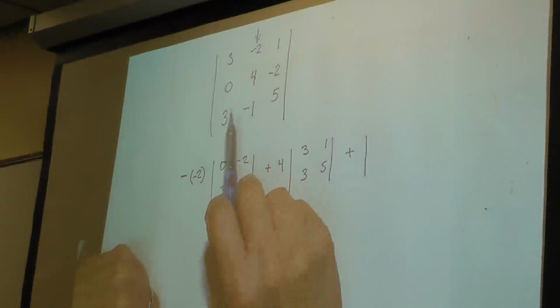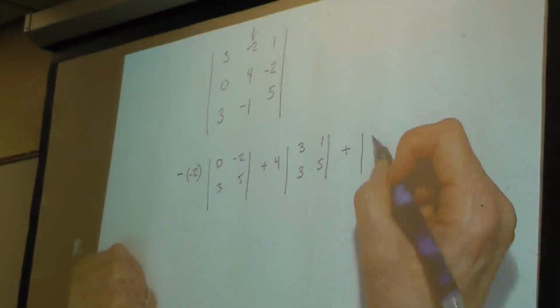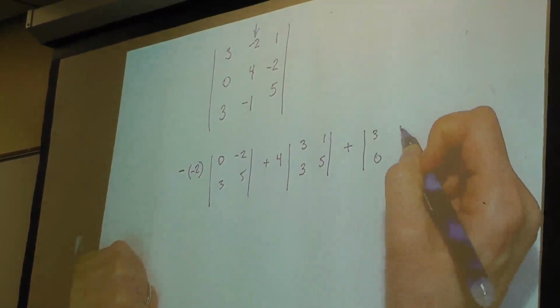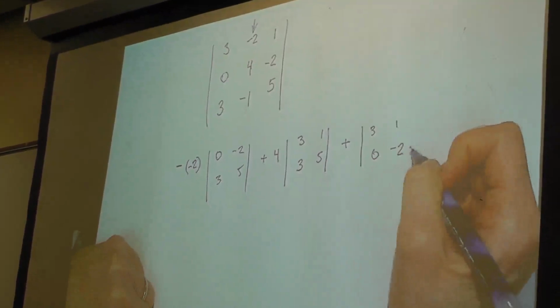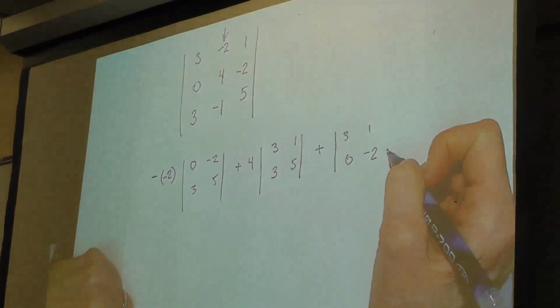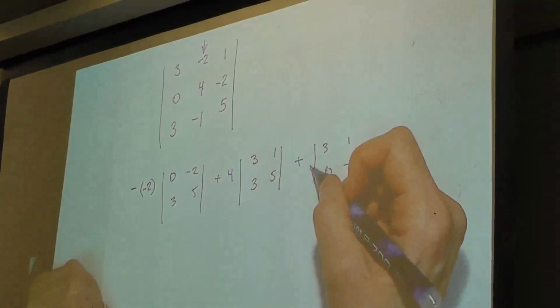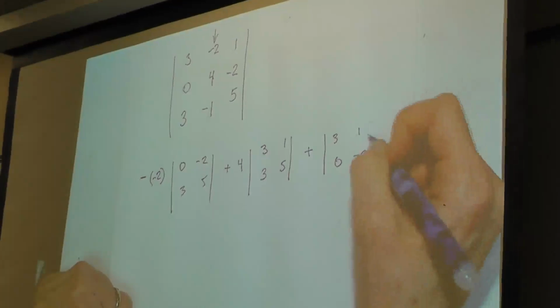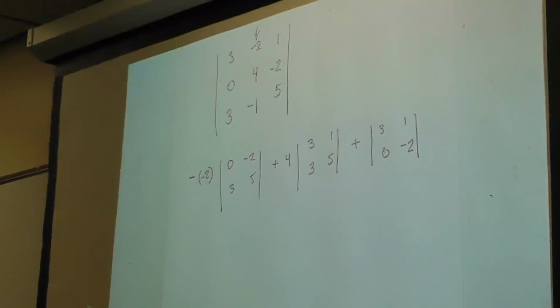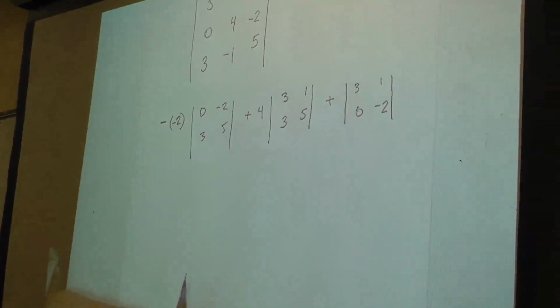And then 3, 0, 1, -2. You're missing your 1. Which one? Well, 1 times it. Yeah. Right. So 1 times it is just. Okay?